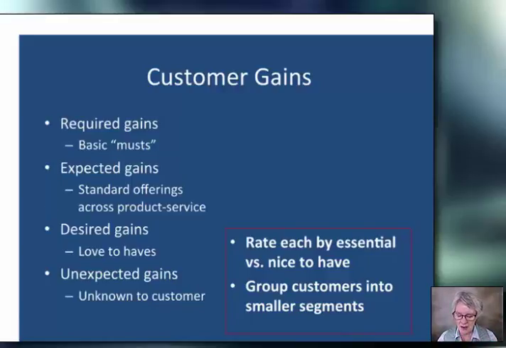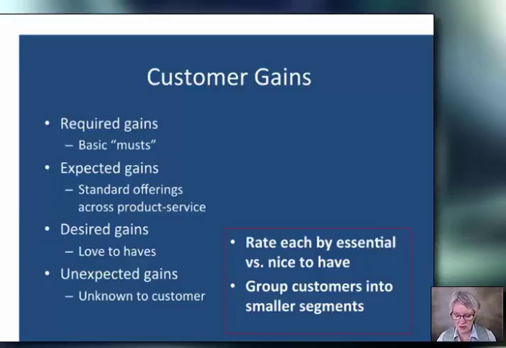Expected gains are the minimum standard that someone is expecting to happen. So let's just think about a telephone. With smartphones these days, the required basics are that it's got to be a phone, it's got to get my messages, and it's got to get my email. So we suddenly have three musts for that product. Expected gains are the other standard offerings now on a phone that, if they weren't there, you'd be upset.